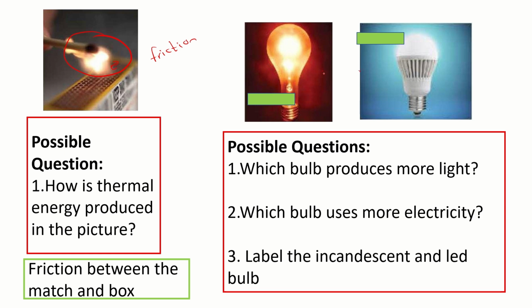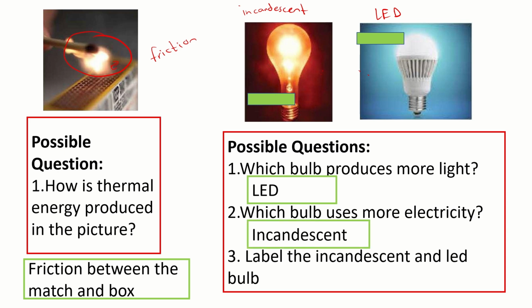In the next two pictures, we may be asked about which bulb makes more light or which one makes more heat or uses more electricity. So the first bulb is called an incandescent bulb, and the second is our LED. The LED makes more light and doesn't waste as much energy. The other bulb uses more electricity. Incandescent uses more electricity because it makes less light and it wastes a lot of its energy as heat.